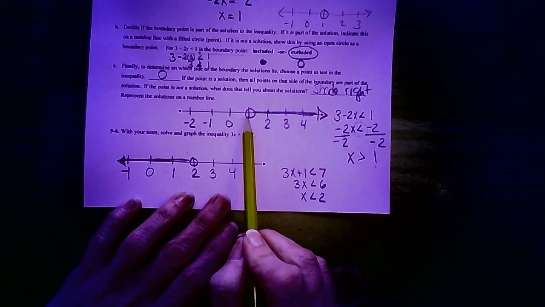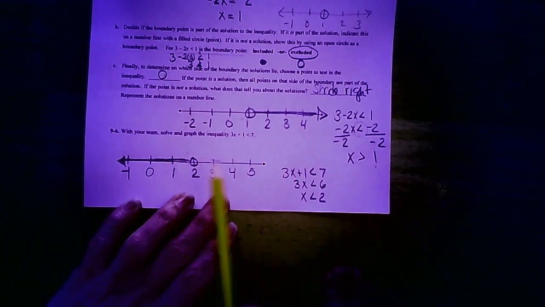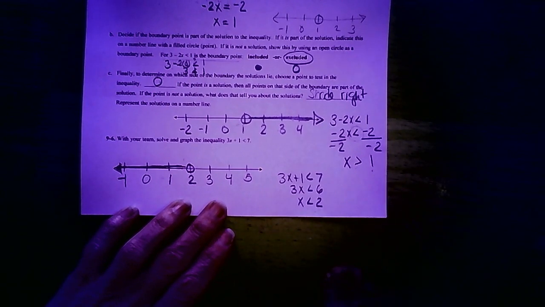So we knew we shaded to the right because we did our mental math. You always want to just double check with your mental math because you've got great reasoning.